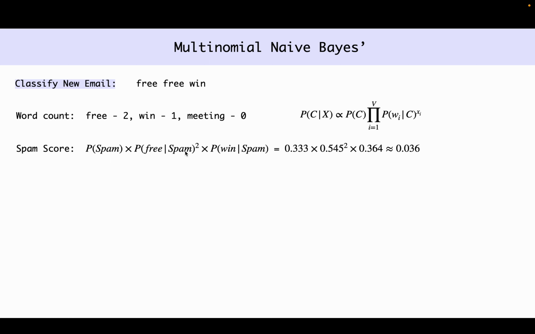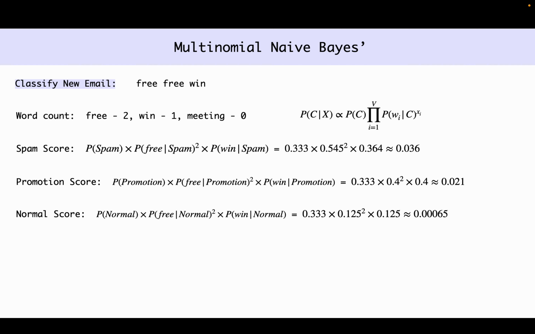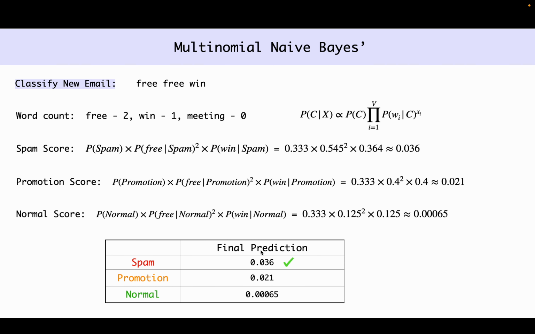Given it is spam, what is the probability that the word is "free"? We already have the value for the probability of free given spam, so we take that value, substitute it here, and compute these values. In the same way, we can do it for the promotion score and the normal score, and later by using these 3 values, we can say whether that mail is spam, promotion, or normal. As you can see here, 0.036 is higher, so we can clearly say that the mail with this content comes under the category of spam.